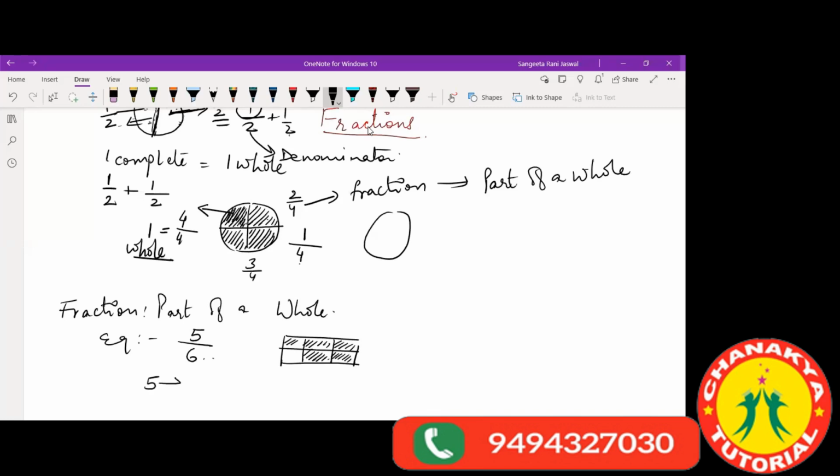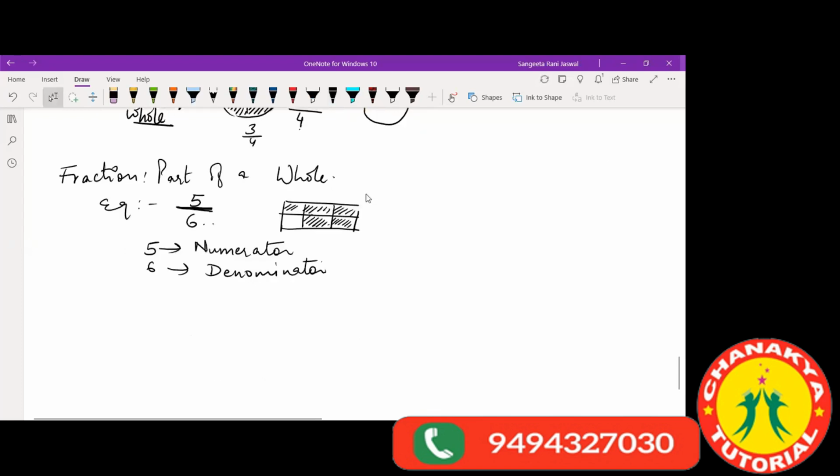Here 5 is the numerator and 6 is the denominator. The one which is written below the line is called the denominator. How will you remember this? D for down. So 5 is up and 6 is down.